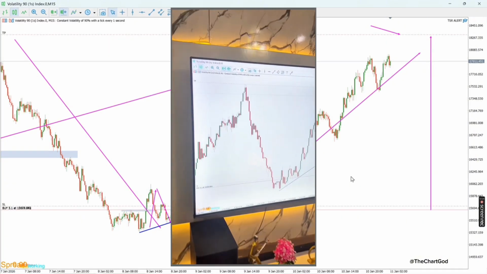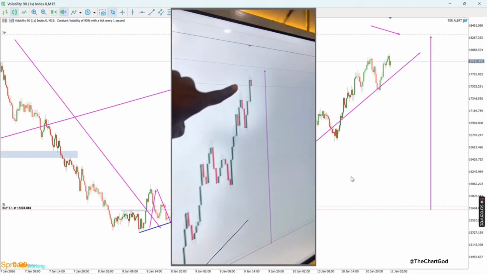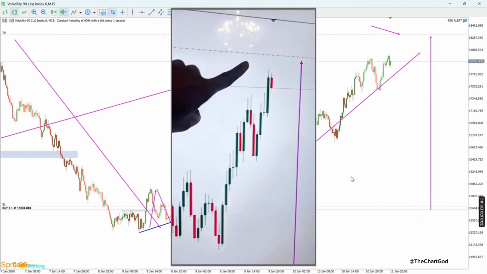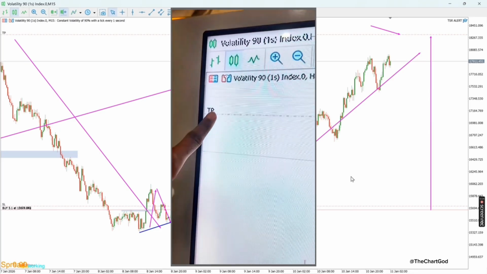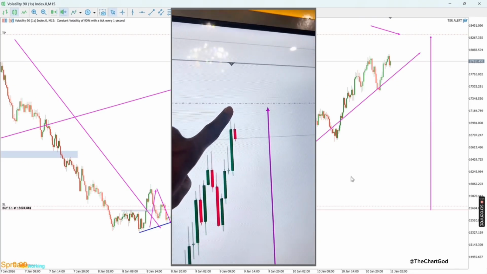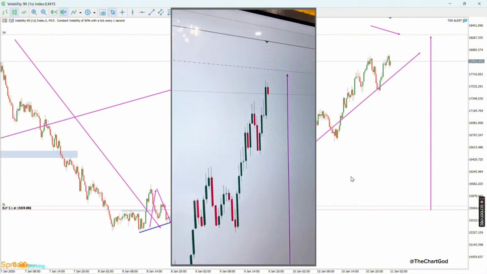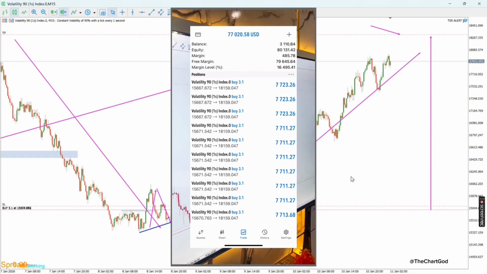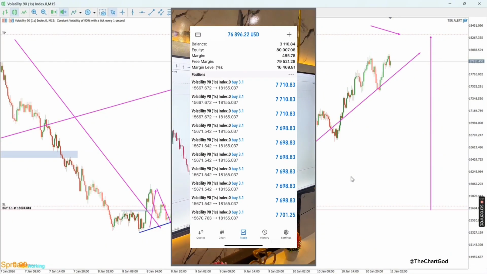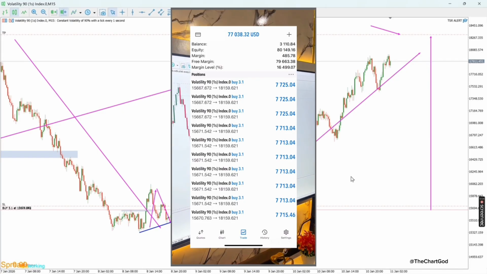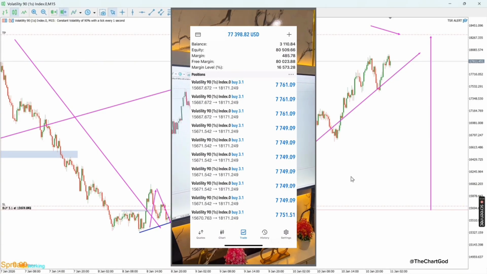Can you see this guys? Take profit incoming. Take profit almost hit. In a couple of seconds, I'll be done with this trade. I am up from a 3,100 account. I am up $76,000 in profit and still floating.